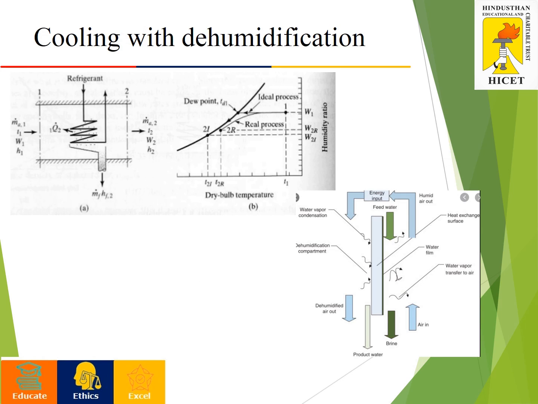This is cooling with dehumidification. Cooling means the dry bulb temperature decreases, and dehumidification means we are removing moisture from the atmospheric air. In this diagram we are having two different processes: one is the ideal process and the second one is the real process. The ideal process dew point temperature is somewhat higher than the real process dew point temperature.